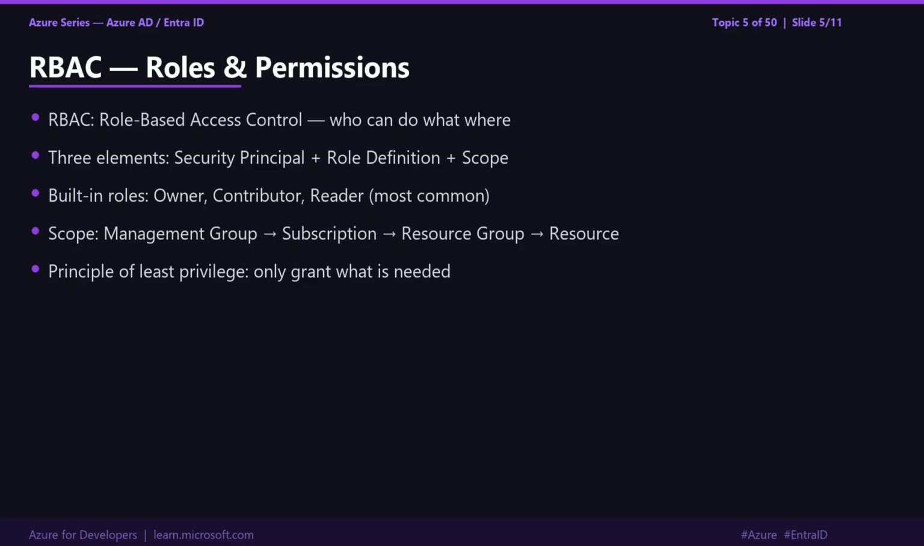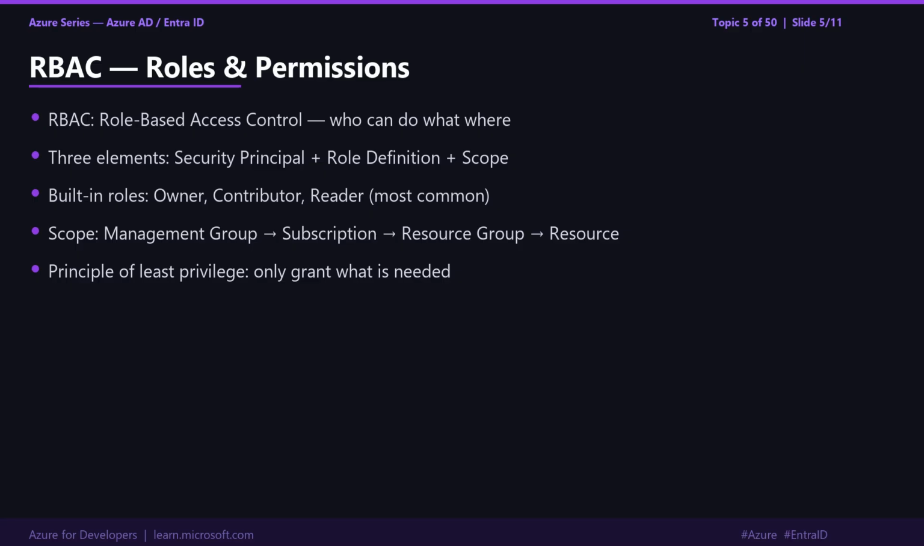The golden rule for RBAC is the principle of least privilege. Only grant the minimum permissions needed for the task. Give a developer contributor access to the dev resource group, not the entire subscription. Give an application read-only access to the specific storage account it needs, not contributor access to everything.